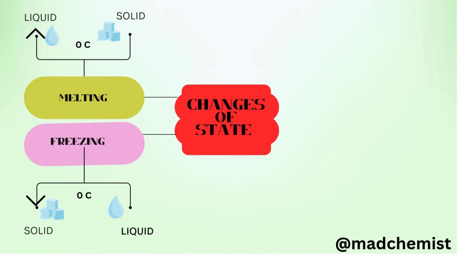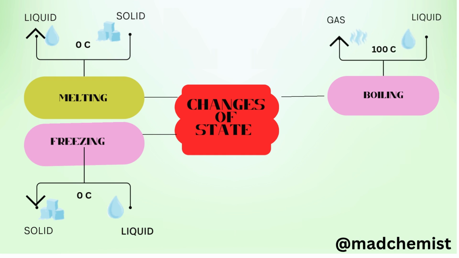Let's move to the next change, that is boiling. Boiling is the conversion of liquid into gas. As the temperature increases, the liquid converts into gas, and the point at which liquid starts converting into gas is termed as boiling point. In case of water, 100 Celsius is the boiling point at which water starts converting into gas, and remaining at that temperature, the whole water is converted into gaseous phase.